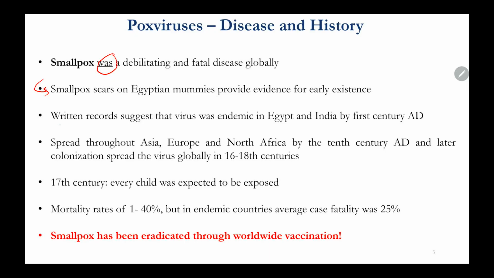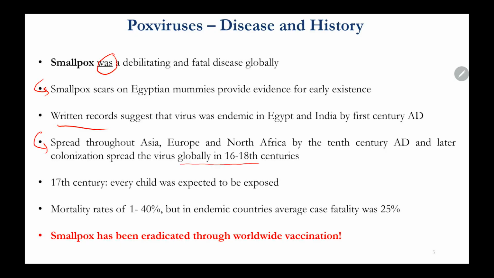And when we got to the written records, it suggests that the virus was endemic in Egypt and India by the 1st century AD. And from there on, it spread throughout Asia, Europe, and North Africa by the 10th century, and later colonization spread this even further. So it was spread globally in about the 16th to 18th century. So it was a worldwide issue.